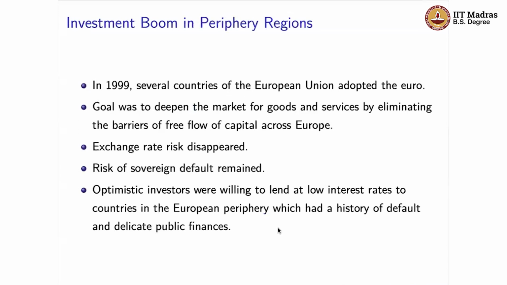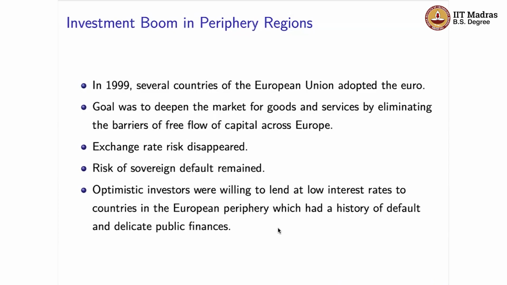So as an application, let's think about what happened in the European region. As we have seen in our previous discussion, in the late 1990s, several countries of the European Union came together and adopted the euro as the common currency. The goal was to deepen the market for goods and services by eliminating the barriers to the free flow of capital across Europe, right? Earlier you had different currencies in different European countries, different monetary policies, different interest rate policies, and so on. As a result of adopting the euro, you get rid of a lot of these hassles to trade. In particular, the exchange rate risk disappeared.